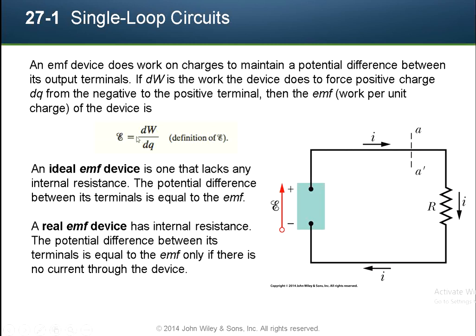How do we calculate the EMF of a device? Epsilon is equal to work done per unit charge, dW divided by dQ, or W divided by Q. The ideal EMF device is one that lacks any internal resistance; the potential difference between its terminals is equal to the EMF. A real EMF device has an internal resistance, and the potential difference between its terminals is equal to the EMF only if there is no current flowing through it. Therefore, work per unit charge is called epsilon, the electromotive force of a circuit.